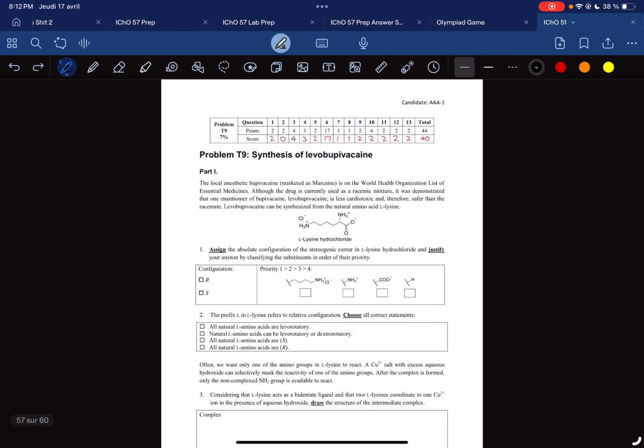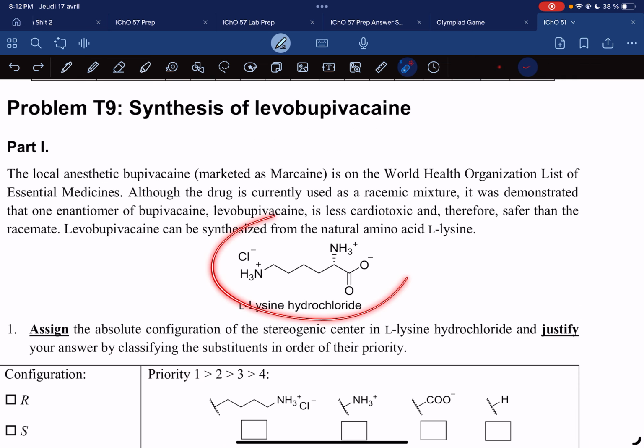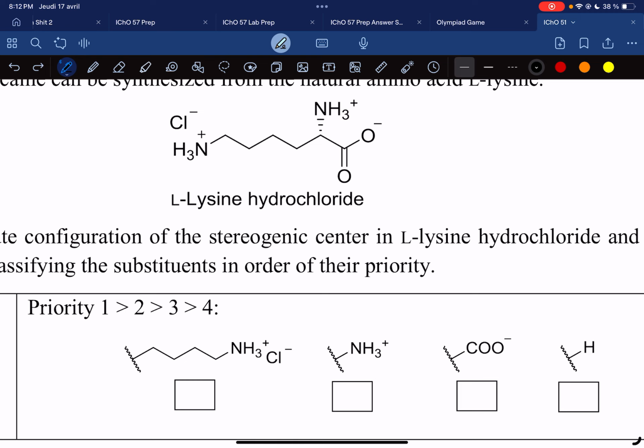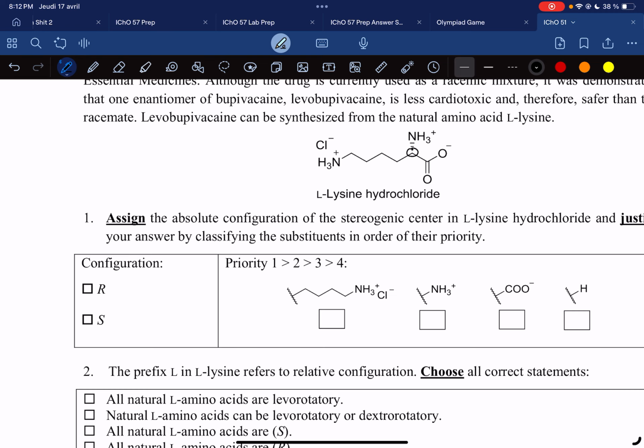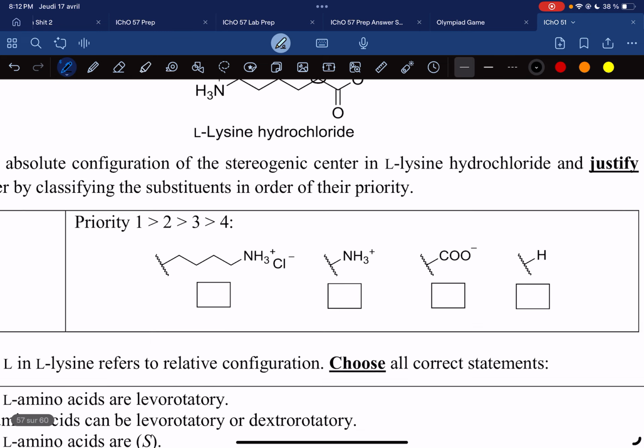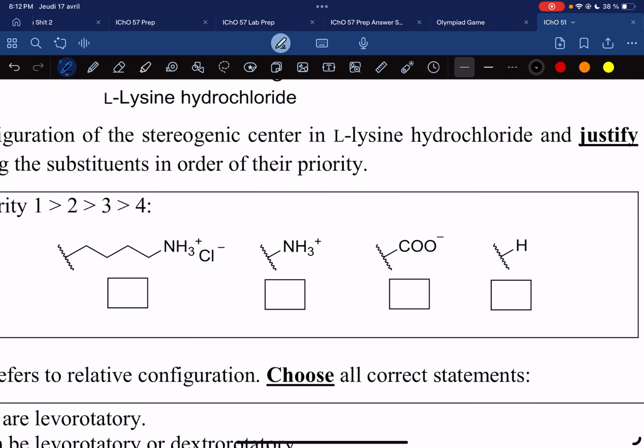Right, so this is problem 9 of IChO 51, and we have the total synthesis of this compound. Okay, let's look at the questions. Assign the absolute configuration of the stereogenic center in this compound, and also rank the priority of the groups. Of course, the hydrogen, the proton here, takes 4th priority because it has the lowest atomic number, followed by the amine here, which is going to take the first because it has the highest atomic number.